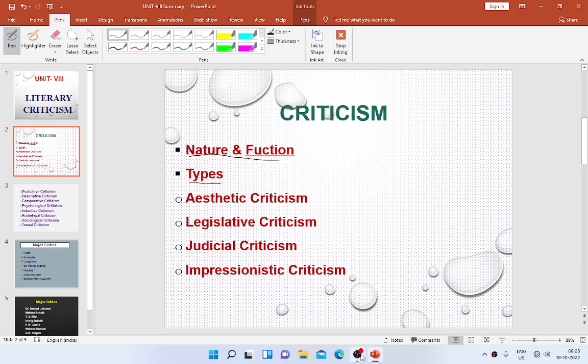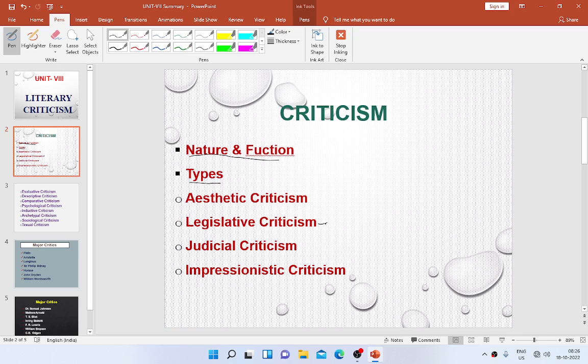The first authentic example of theoretical or aesthetic criticism is An Apology for Poetry by Philip Sidney. The next one is legislative criticism. Legislative criticism is the recent form of criticism. It prominently aims at teaching how to write better.